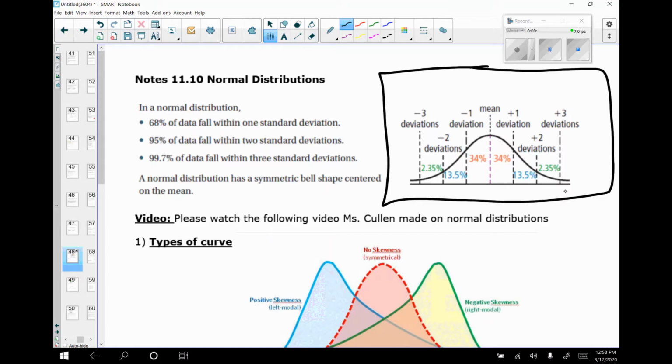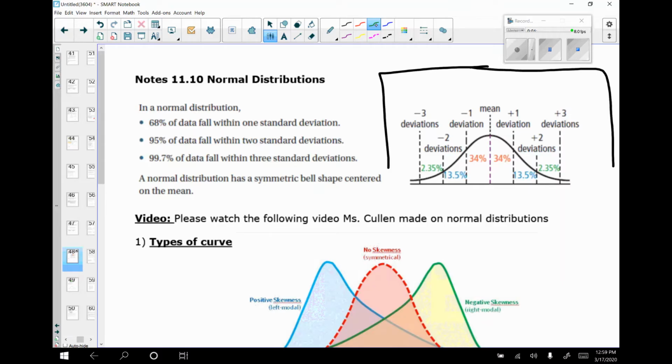Now, this is if you have a normal distribution. We'll talk about having skewness in a second, but if you have a symmetrical distribution where your mean is in the middle and your data falls around it, this is how we would organize that data. We can look at it and read information from that. Okay, so the important stuff here is the percentages and the standard deviations. Okay, so you should know what a standard deviation is based upon lesson 11.7. If you don't, make sure you go back and watch that first.